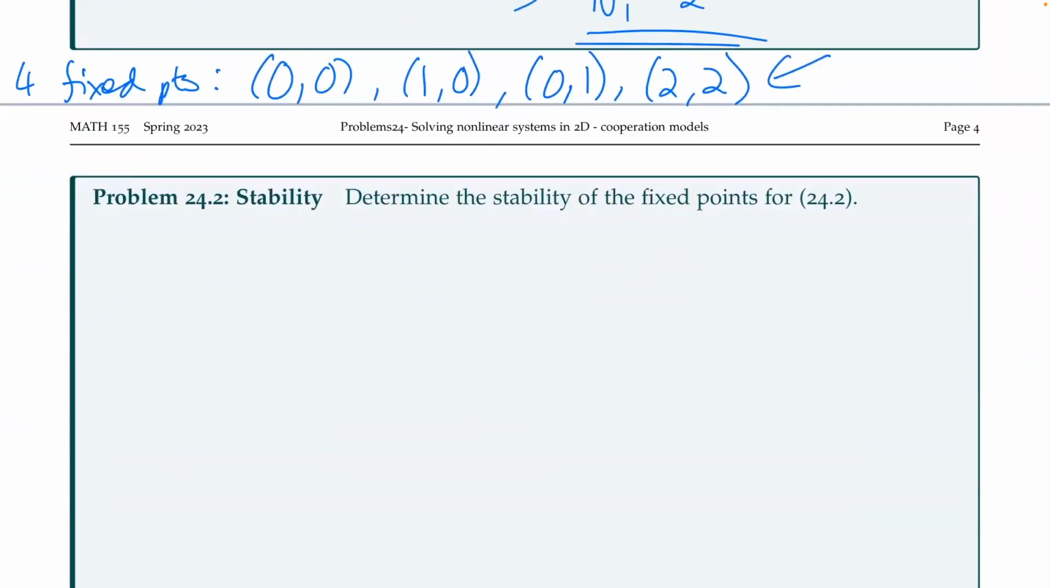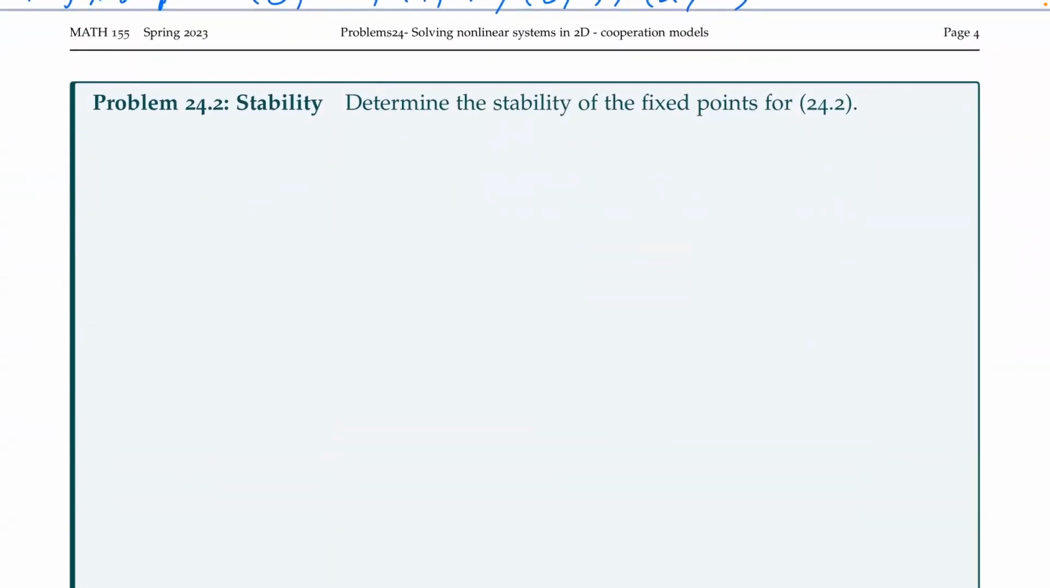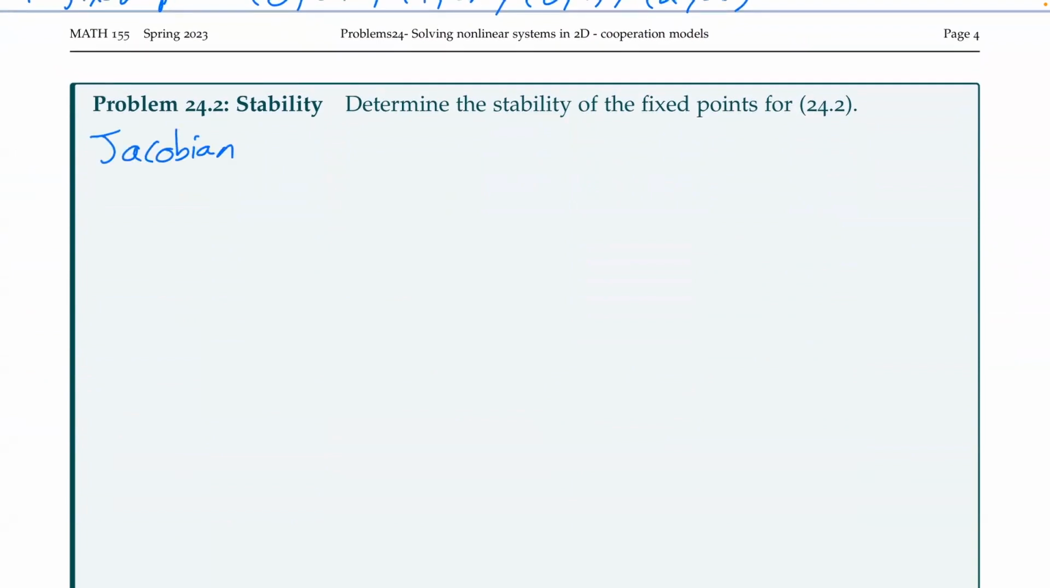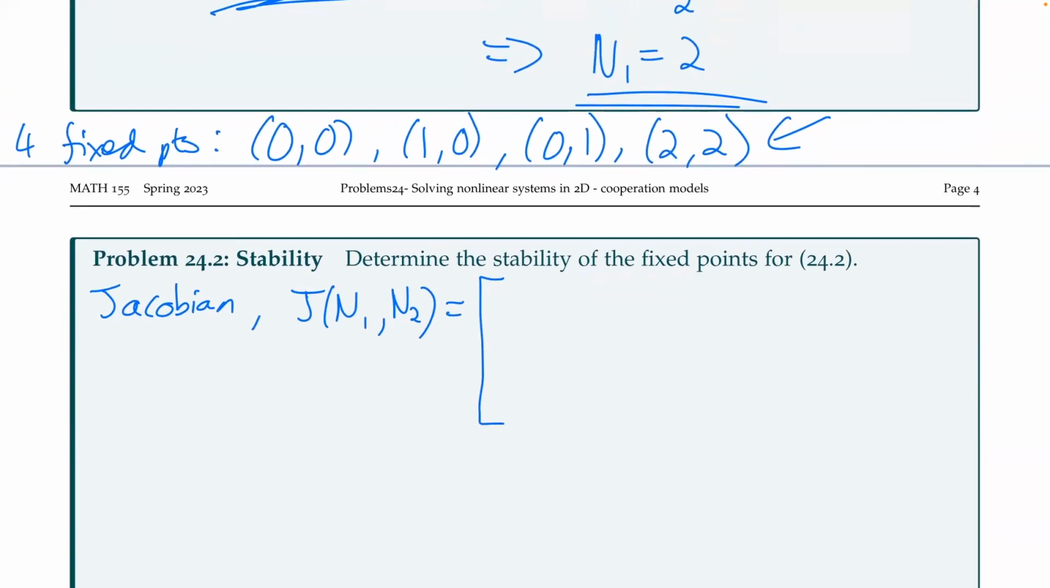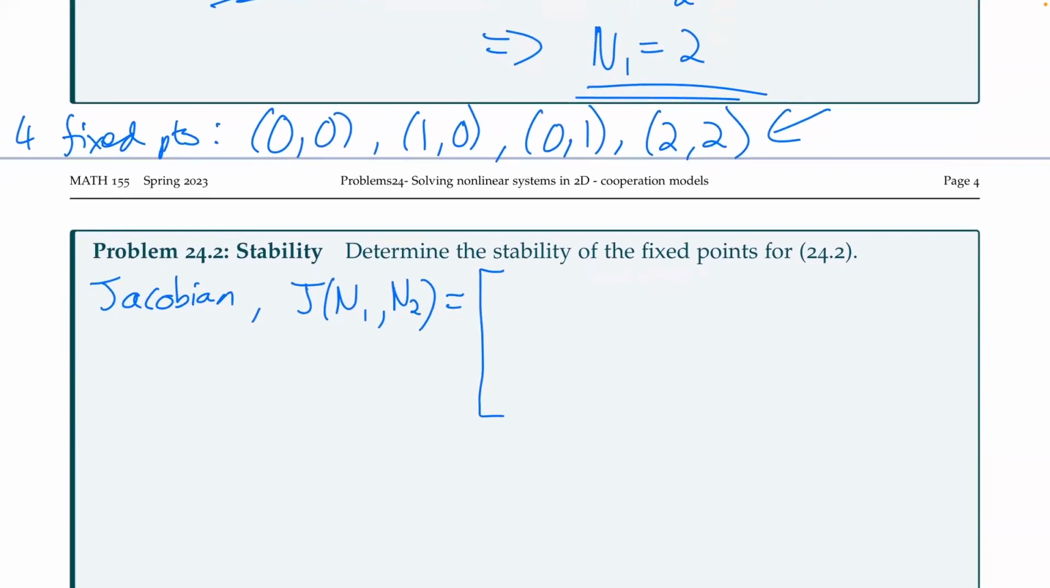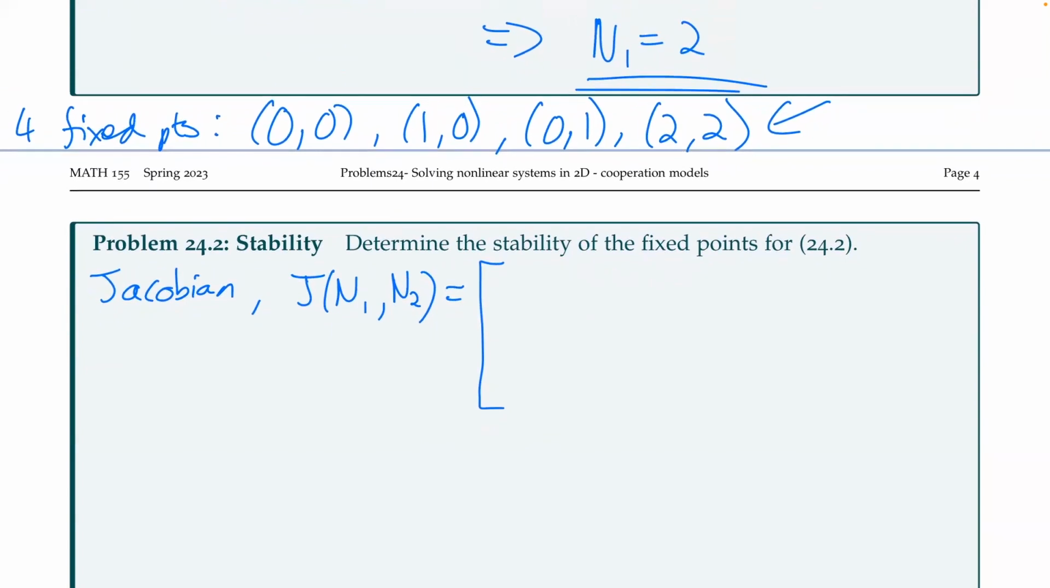Okay. So how do we work out stability? Well, we need to look at our Jacobian. This Jacobian J is a function of n1 and n2. Sometimes we don't put those n1s, n2s in there because it's implied, but I'm just including them to make sure it's explicit here. Here we're taking our Jacobian as our matrix of partial derivatives of our functions, dn1/dt and dn2/dt.